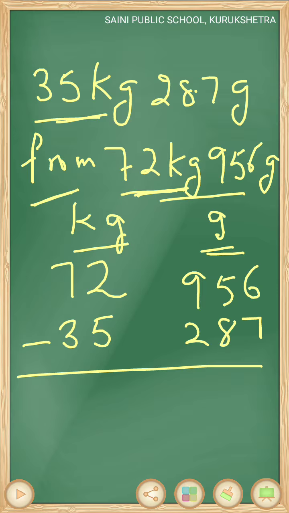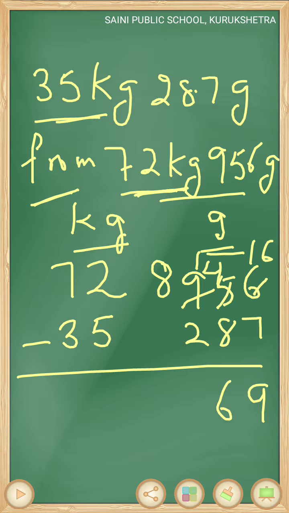Now start doing subtraction. Now 6 minus 7 is not possible. 7 is greater than 6. Take a borrow from this place. It will become 4 and this will become 16. Now 16 minus 7, how much? 9. Here 4 minus 8, again not possible. So we have to take a borrow again from the next place, and it will become 8 and this will become 14. Okay, now 14 minus 8, 6. Here 8 minus 2, 6. Okay, so 669 gram.